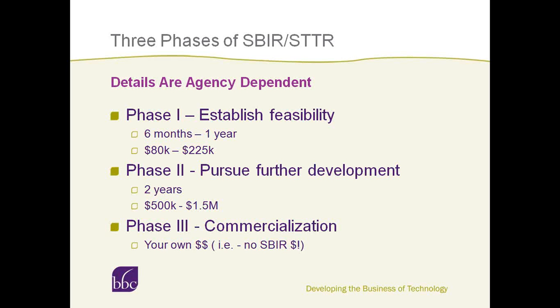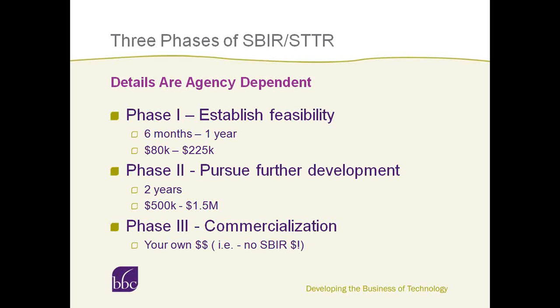So SBIR is called a three-phase program. The details of the length of the phases and the budgets for each of the phases are dependent on the agency. There's a lot of flexibility that the agencies have to apply the basic rules to its own situation. But phase one is designed to establish the feasibility of the technical approach that the company is taking to solve a particular problem. Phase two is where the actual development work occurs, and that's typically over a 2-year period with a budget somewhere between $500,000 and $1.5 million, depending on the agency.